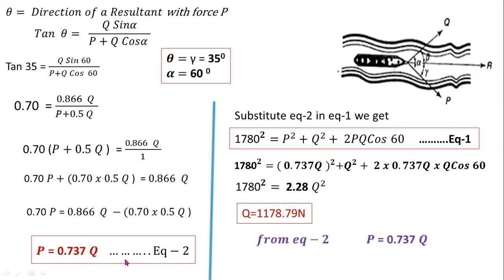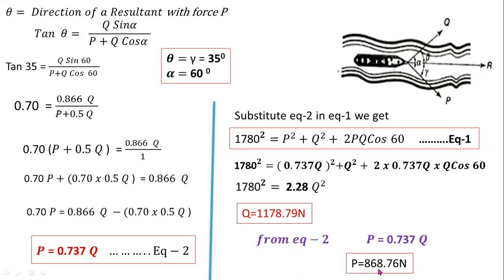From the second equation, you can get the value of force P. P equals 0.737 Q. Substitute the value of Q, 1178.79 newtons, in this second equation, and you get the value of force P. Force P equal to 868.76 newtons is the second force. So this is the final answer.